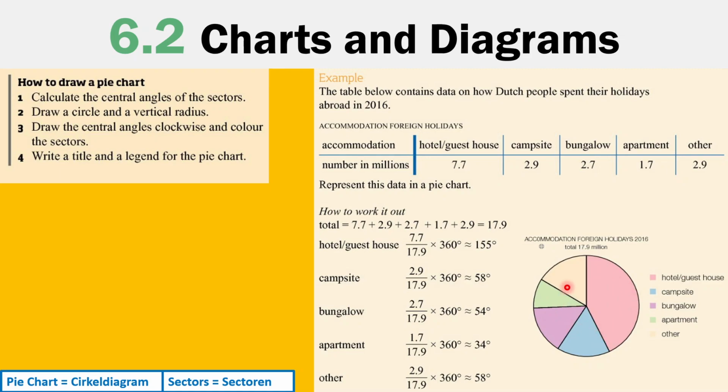Color them or label them. Now you have to color them and then label them. Sometimes they also, instead of colors, use a certain pattern. You can use that as well. Draw a legend and a title, and make sure that this title is quite clear. Here, accommodations of the foreign holidays 2016 with a total of 17.9 million. Right, and you could also write down the percentages right here, but you don't have to do that. If you do that, you also have to calculate the percentages, and that takes extra time, and you don't need to do that.